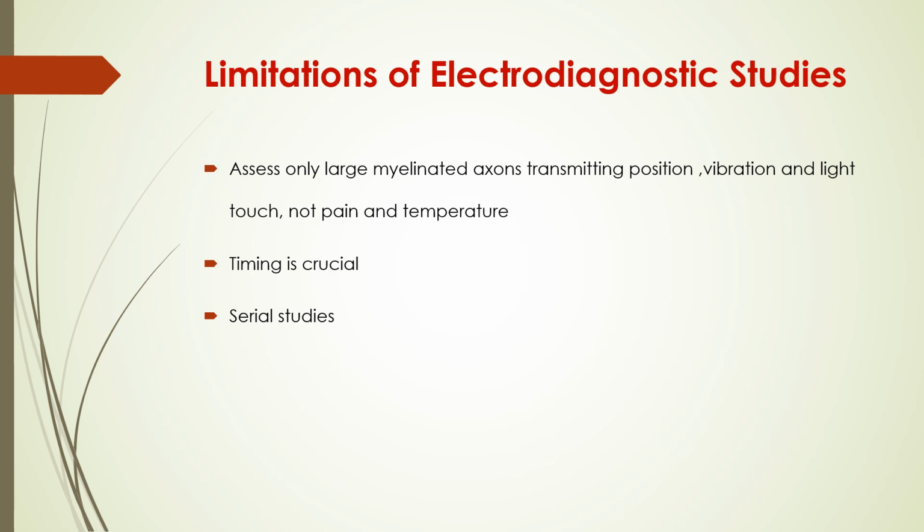The limitation of electrodiagnostic studies is that they assess only the large myelinated axons which transmit position, vibration and light touch, but not pain and temperature. And timing of this study is very crucial. A single study will not give you much of an idea except for typifying the lesion. Only serial studies are of some value in hand injuries.